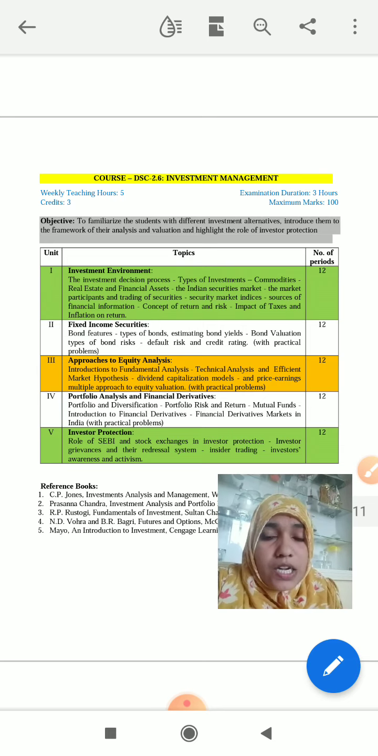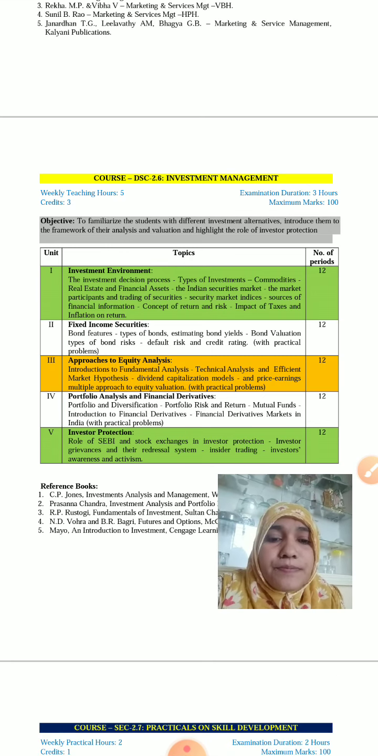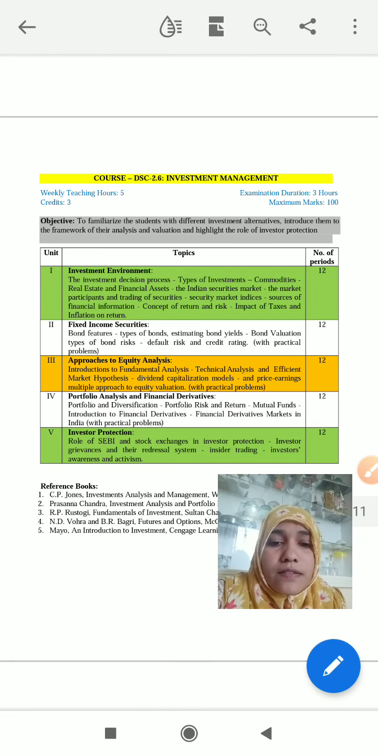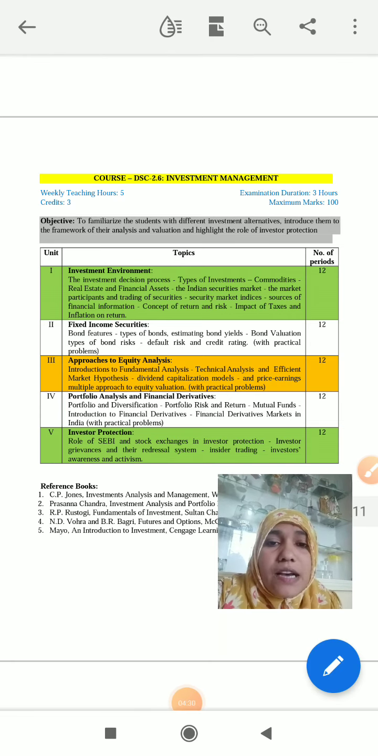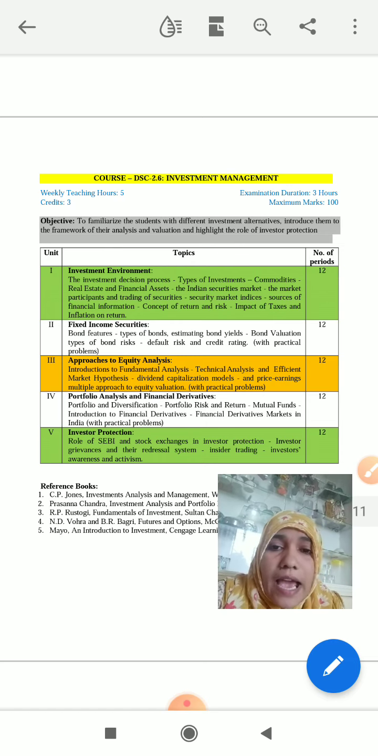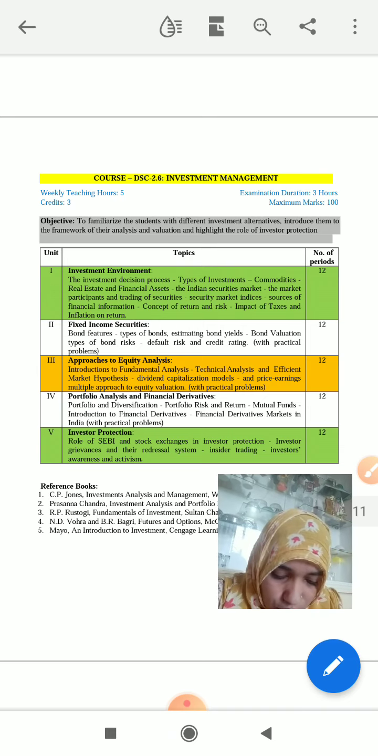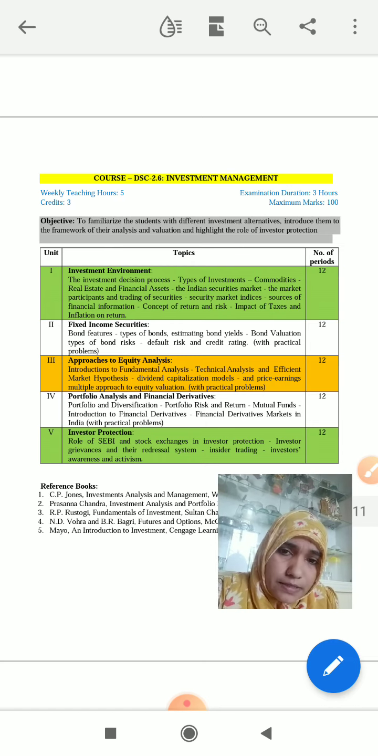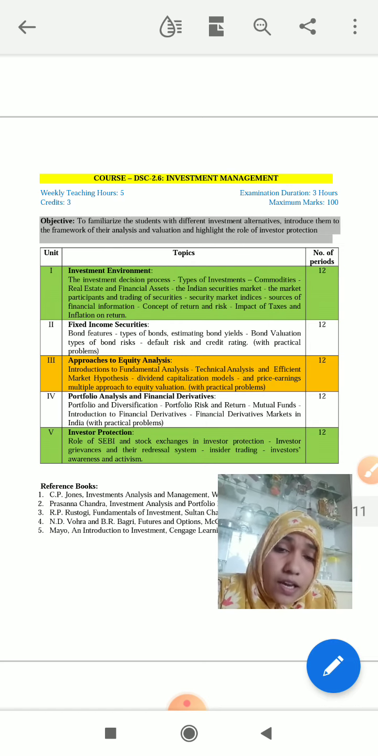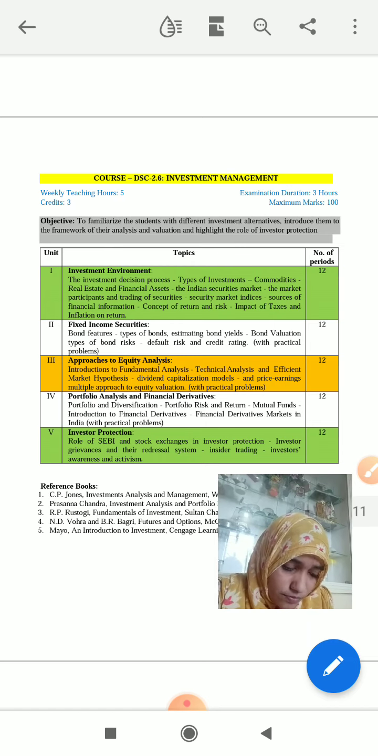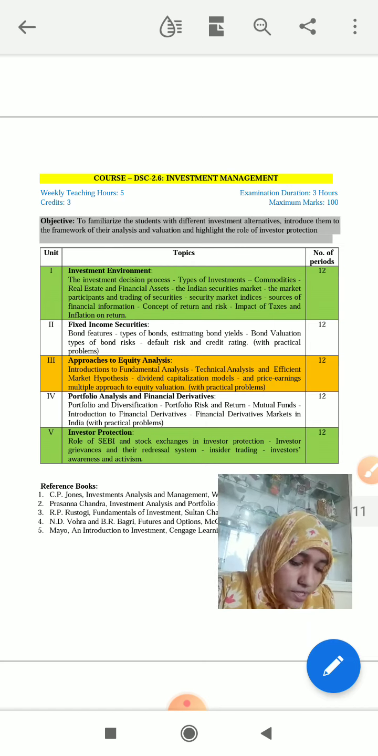This is what comes in the first unit, that is investment environment. Now let's move to the second unit, that is fixed income securities. Before going to the entire syllabus, first we have to know what fixed income securities are. Here, the main purpose is to know how they provide investors return in the form of fixed periodic payments and return of the amount at the maturity period.